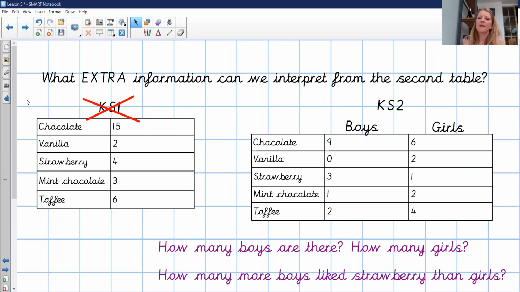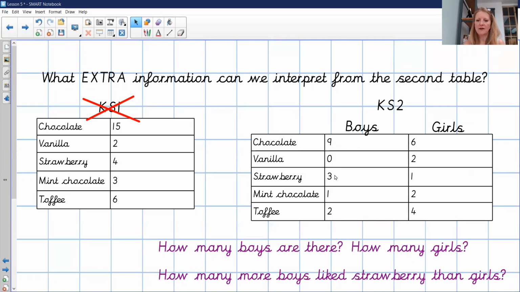So what extra information can we interpret from the second table? Can you work out how many boys there are all together? How many girls are there all together? How would we work out that information? We couldn't from the Key Stage 1 table because it's all been lumped together. But if we look at the Key Stage 2 table, how many boys have been asked about their favourite ice creams? Well, you would just add all of these numbers up.